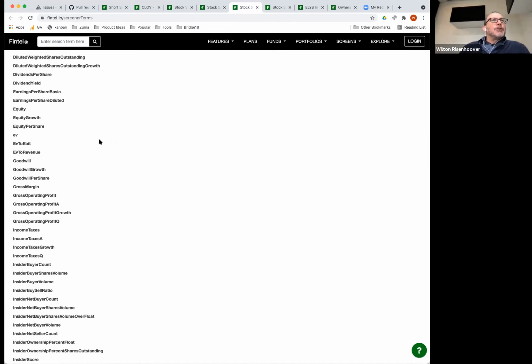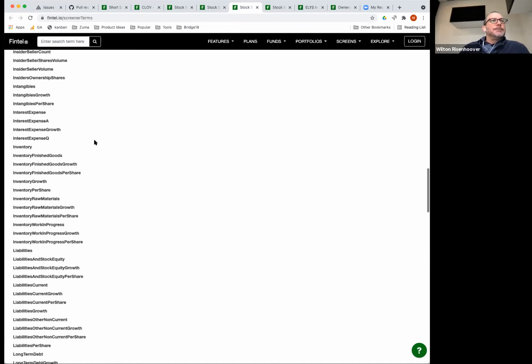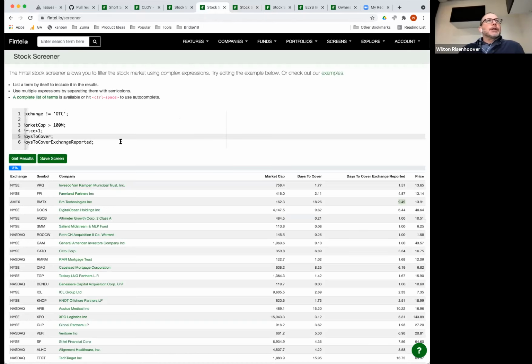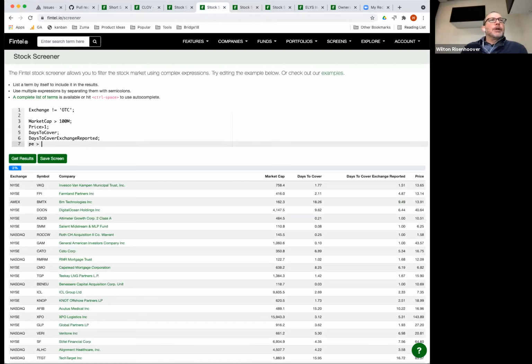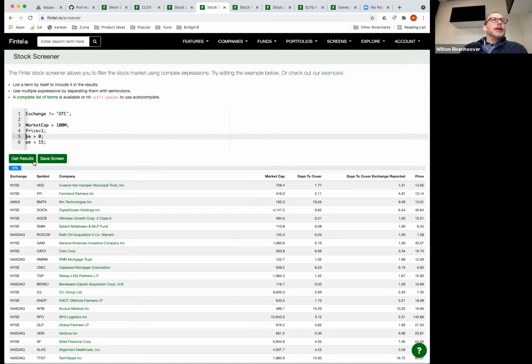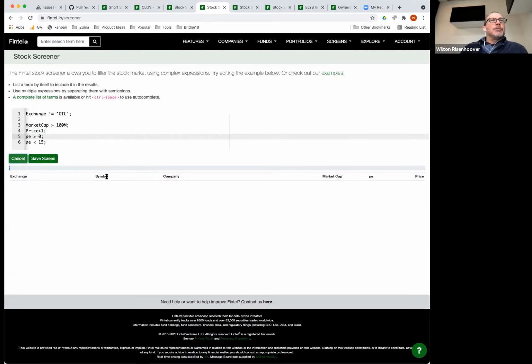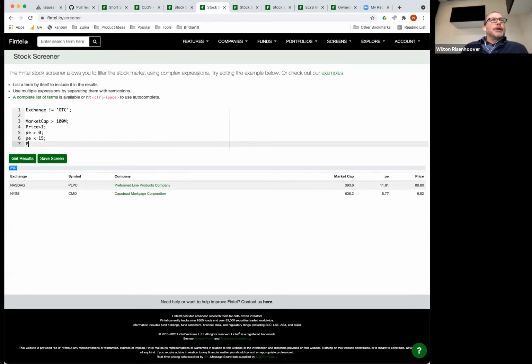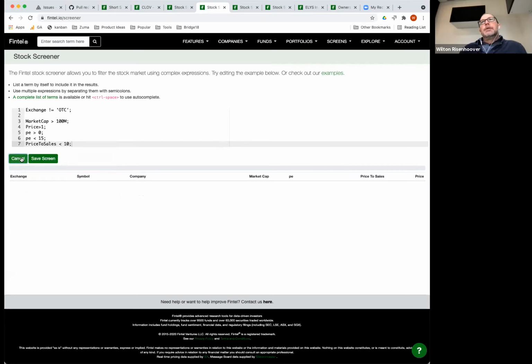If you're interested in valuation metrics, we have price to sales. I can come in here and say PE ratio is greater than 0, PE ratio is less than 15. This will give you kind of a valuation metric. I can say price to book, price to sales is less than 10. There's a whole bunch of stuff that you can do.